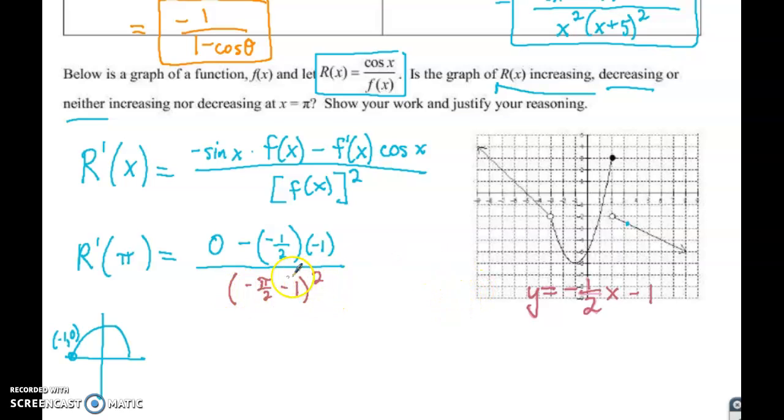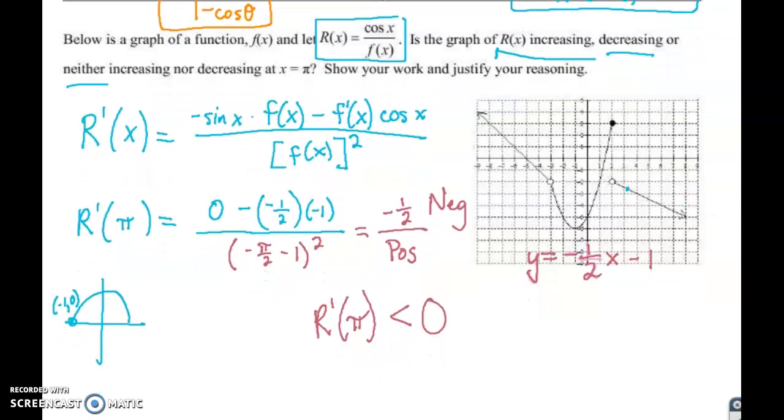But the point being is what happens in the denominator is once you square it, you get a positive value. In the numerator, you have a negative times a negative times a negative. You get a -1/2, right? I guess I could have just written negative in the numerator. So what happens when you have a negative divided by a positive? You're going to get r prime of pi to be less than 0, a negative value. Well, what does that mean? That means that r of x is decreasing. And there's your justification right here.